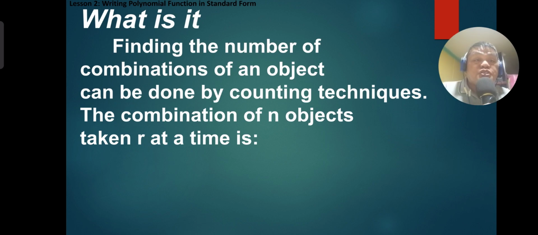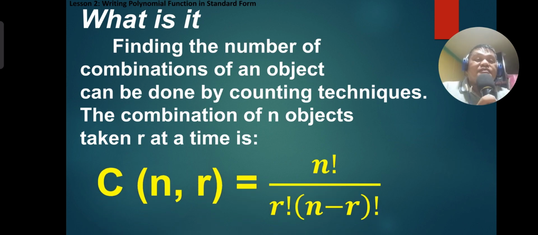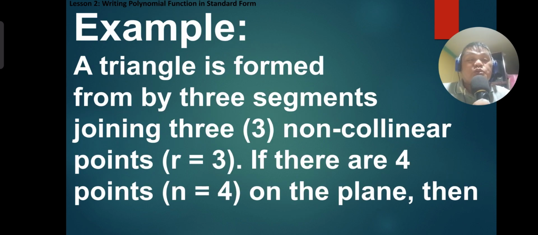Finding the number of combinations of objects can be done by counting techniques. The combination of n objects taken r at a time, C(n, r), is equal to n factorial over r factorial times quantity n minus r factorial. That will be read as combination of n objects taken r at a time is equal to n factorial over r factorial times quantity n minus r factorial.